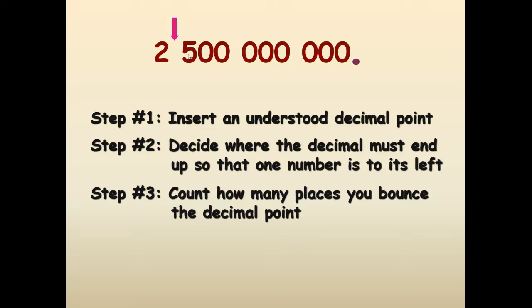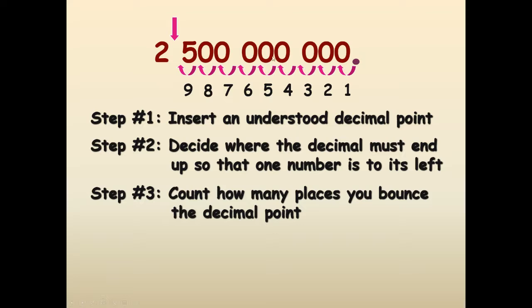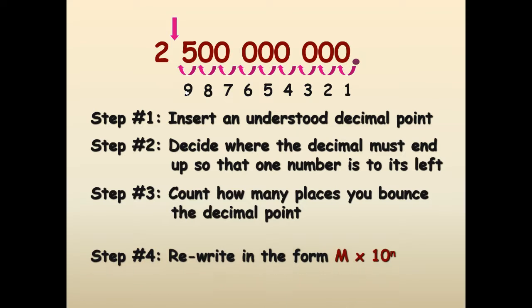The way you figure out what your exponent is, you count how many places you bounce or move that decimal point. So how many places do we have to move that decimal point to get to there? So 1, 2, 3, 4, 5, 6, 7, 8, 9, and we're finally here. So that took us 9 times. So we moved the decimal 9 places.